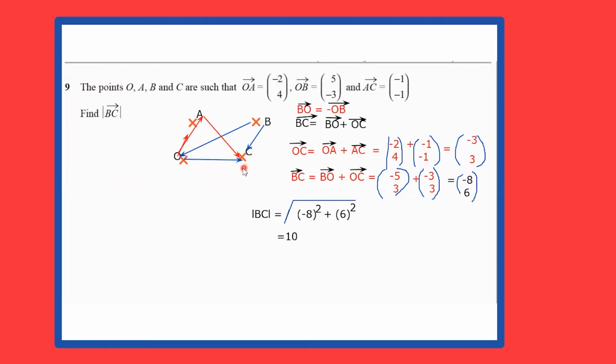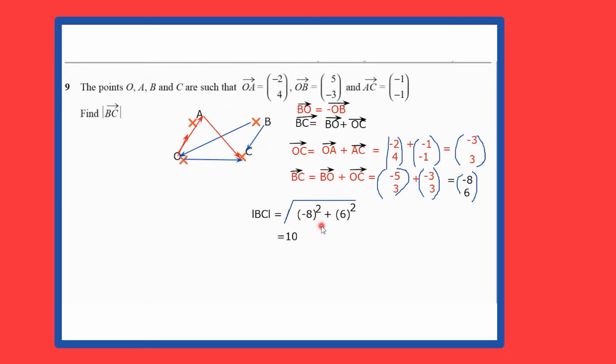One thing you have to remember is BO is the same as negative OB. If I want to go from B to C, I can go from B to O and O to C. I'm doing that because I have been given OB. Also, if I want to go from O to C, I can go from O to A and A to C. So I have my OC here. Then BC is equal to BO plus OC, and that's what they're asking us to find.